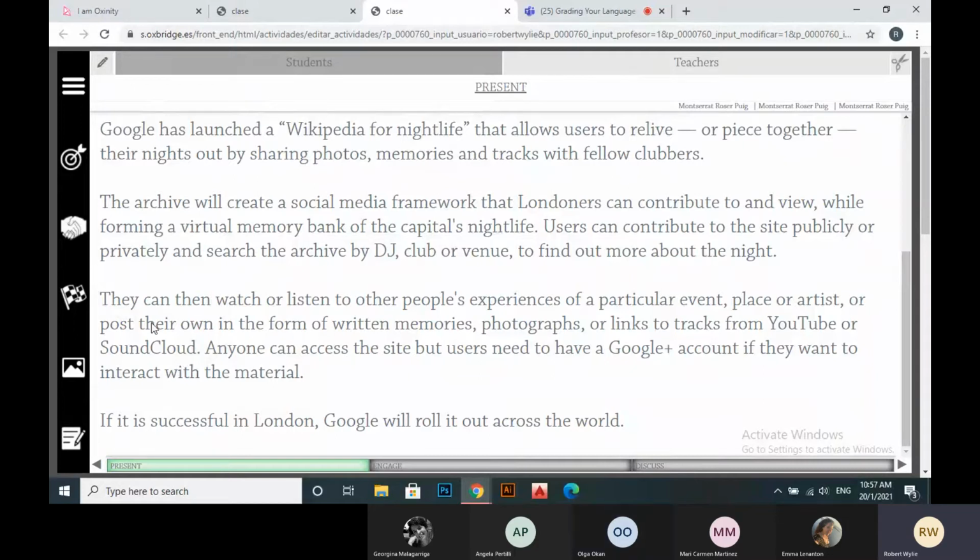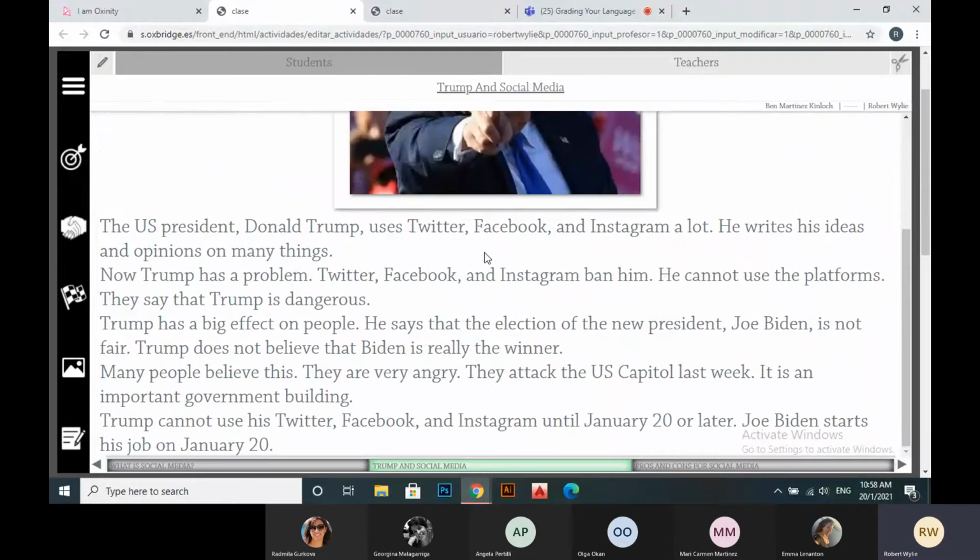Here again, they will post their own in the form of written memories, something they got. At a P2 level, they don't know about past participles and stuff like that, really. So you've got to be very, very careful with the tenses we use, and also in terms of contractions as well. If I go back to Ben's text here, he's not really used too many contractions, right?